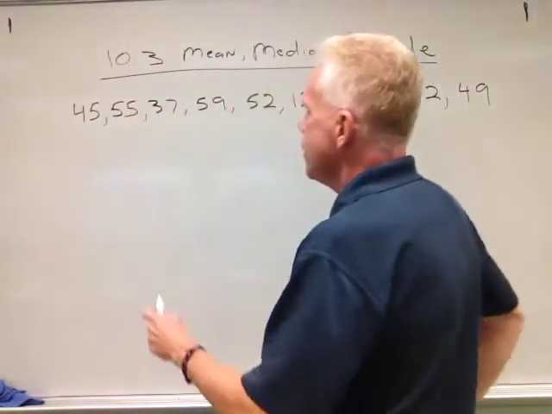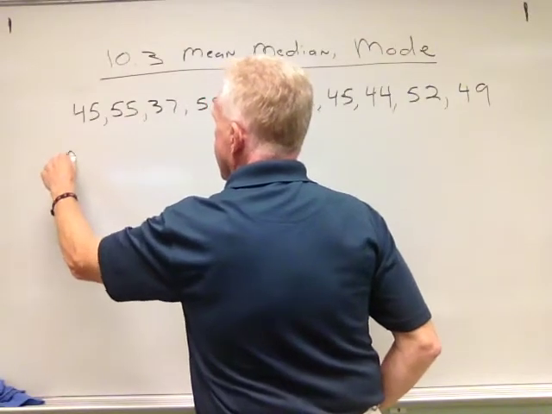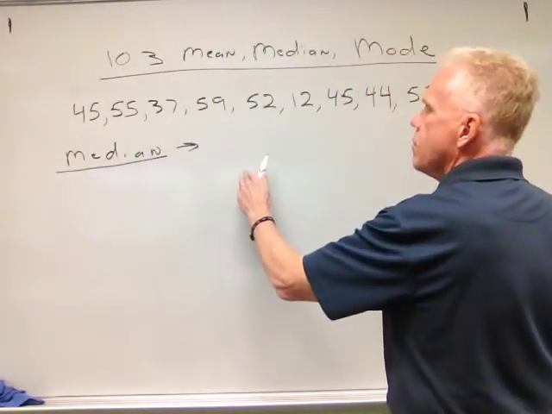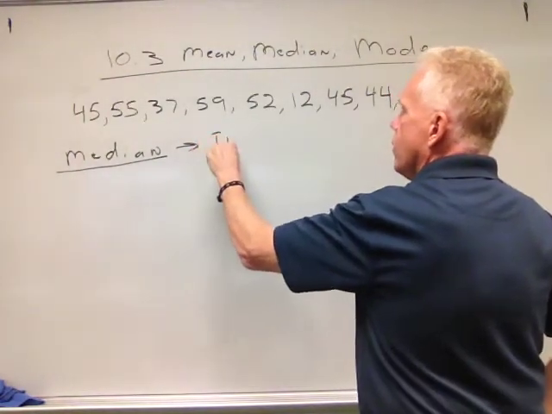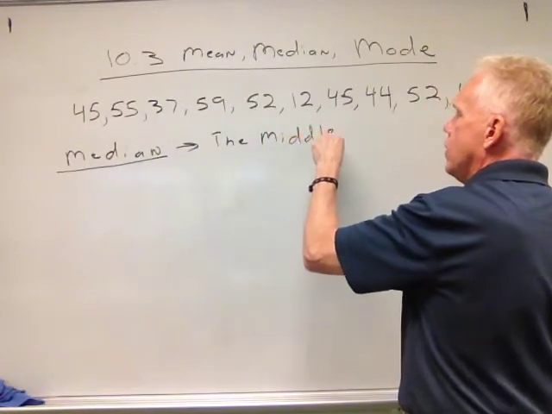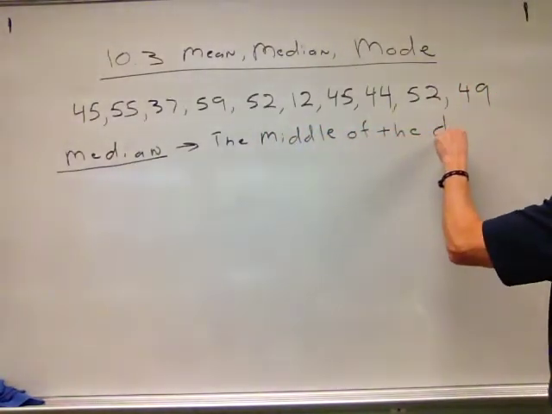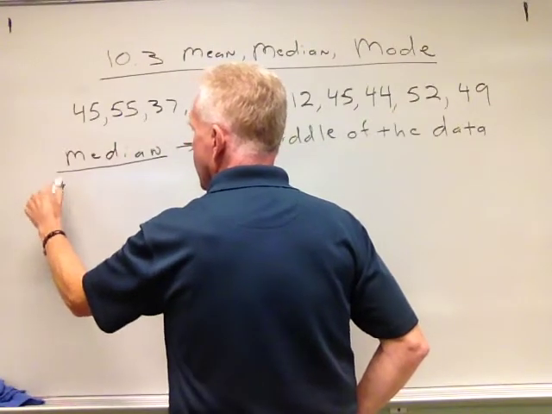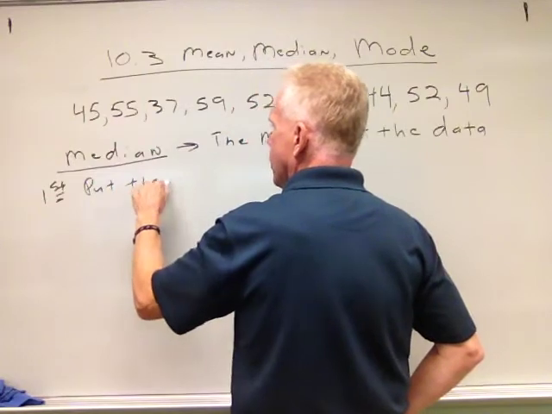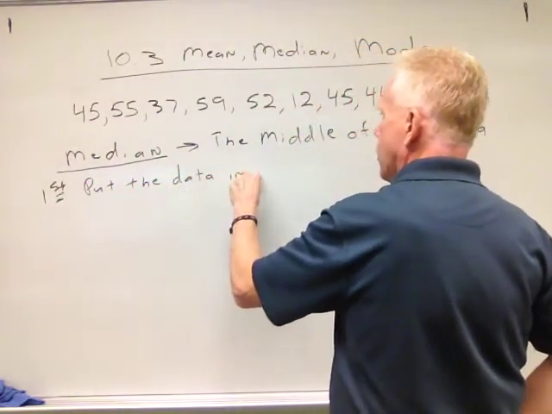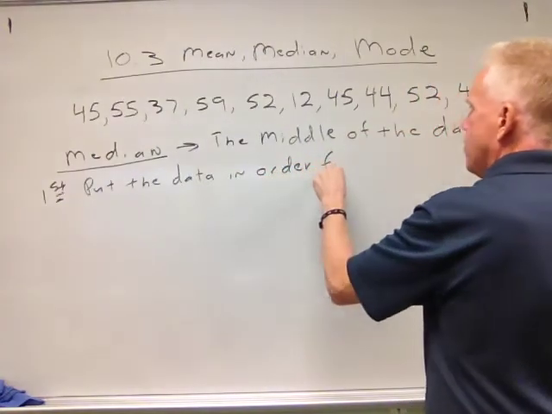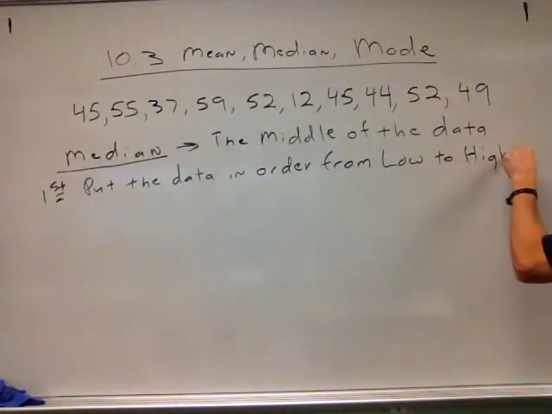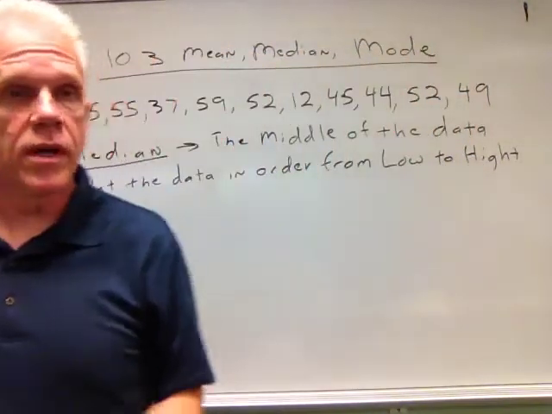Okay, let's go ahead now and talk secondly about how to find the median. M-E-D-I-A-N. To find the median is essentially to find the absolute middle of the data. So our first step is to put the data in order from low to high. We're going to take our data and rearrange it, putting it in order from low to high.